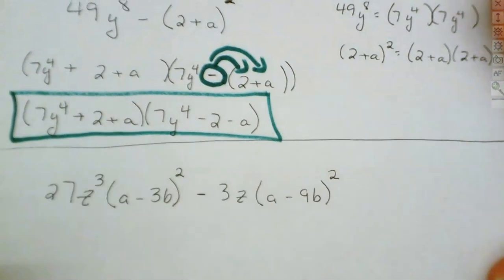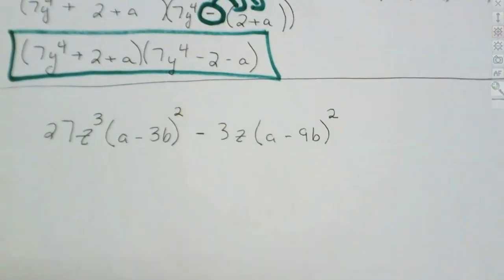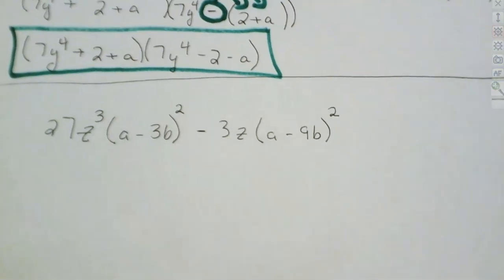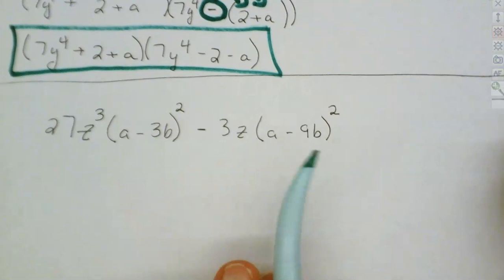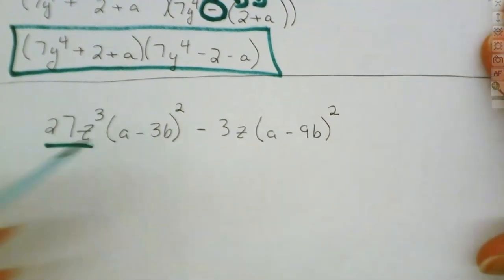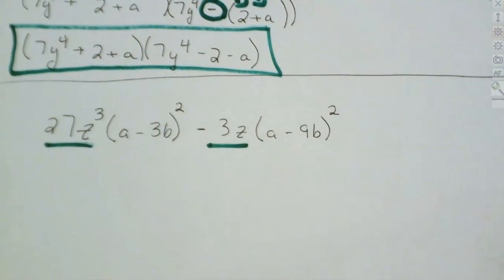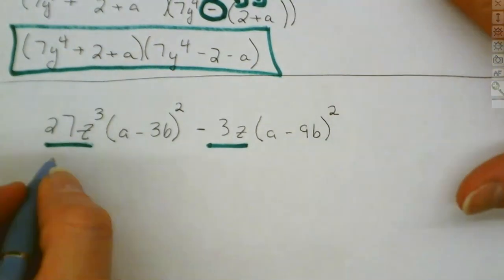Okay, so this one combines everything that we've learned so far. It's still pretty easy to do, though. The first thing I would do is look and see, are my groupings the same? No, one's a minus 3b, one is a minus 9b. What do we know about the 27 and the 3? Well, they have a 3 in common, and they also have that variable z in common. So I'm going to take out a 3z.